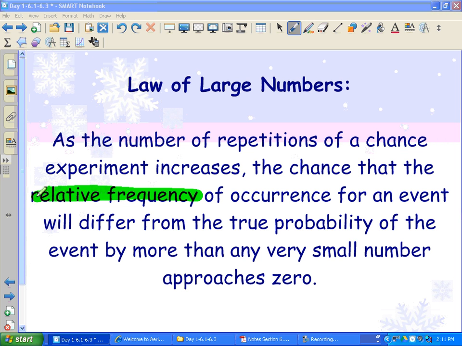Again, this is one of the areas where calculus and stats blend together. It has to do with the idea of a limit, approaching it but never touching it. So your three vocab words at the top there: classical, relative, theoretical, and law of large numbers. Just have those down.